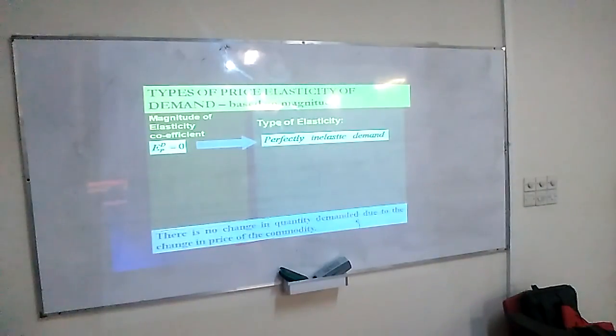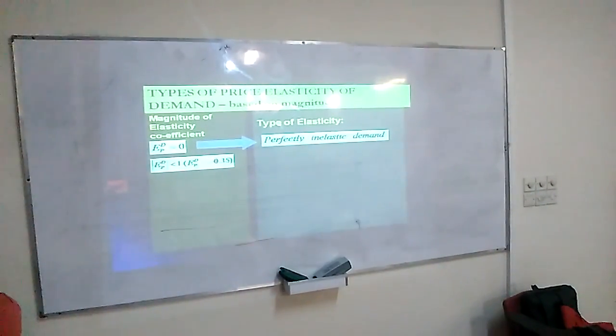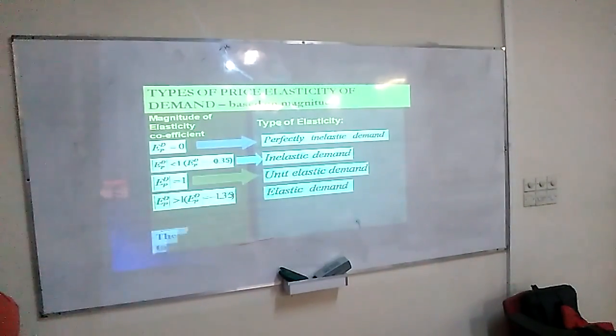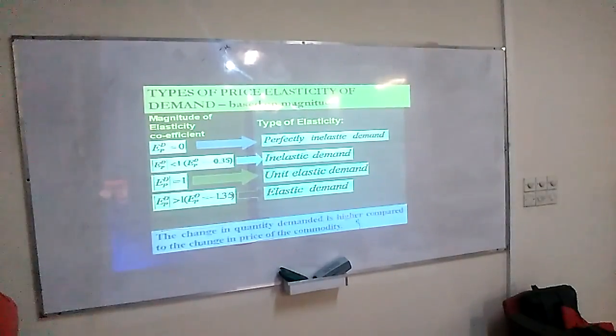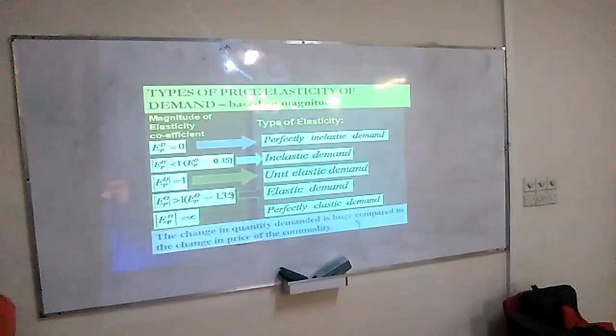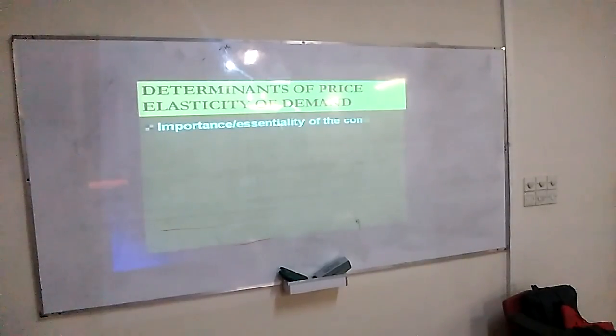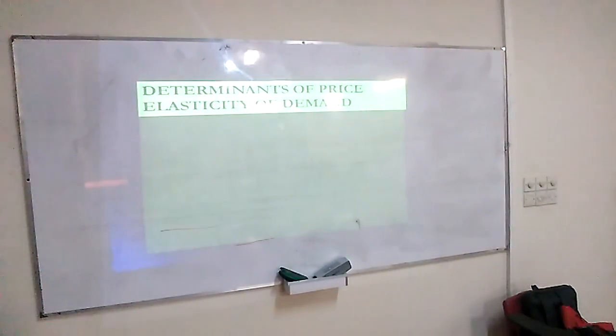Now, based on the magnitude, what do we get? Elasticity can be 0, which is perfectly inelastic. It can be less than 1, inelastic. It can be 1, unit elastic. It can be greater than 1, elastic. It can be perfectly elastic, infinity. So you can divide the elasticity in two parts, inelastic demand and elastic demand. 1 or more than 1 is elastic. Less than 1, down to 0, will be inelastic.